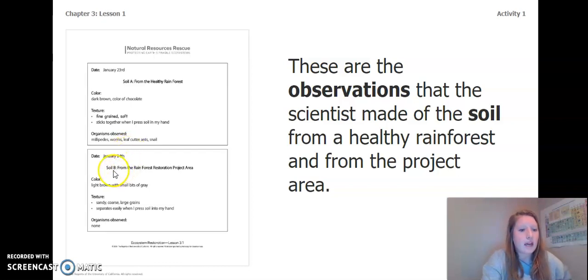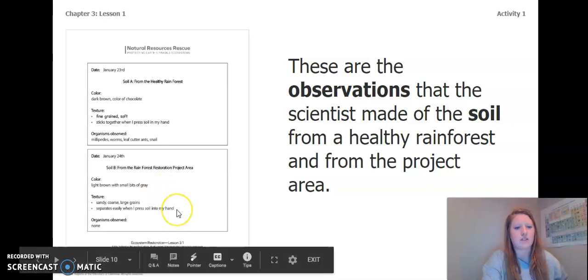Now, soil B is from the Rainforest Restoration Project area. The color of the soil was light brown with small bits of gray. The texture was sandy and coarse and had large grains. And it separated easily when I pressed the soil into my hand. Organisms observed? None.